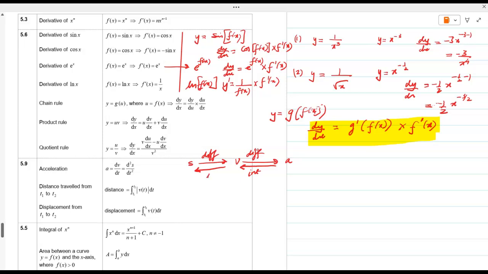This is the mod of velocity. Distance is the integral of the mod of the velocity function, from t1 to t2. Now you have to do this on the calculator. For SL, you just use the GDC. You don't have to do the mod by hand. Displacement is what you integrated, because acceleration integrates to velocity.